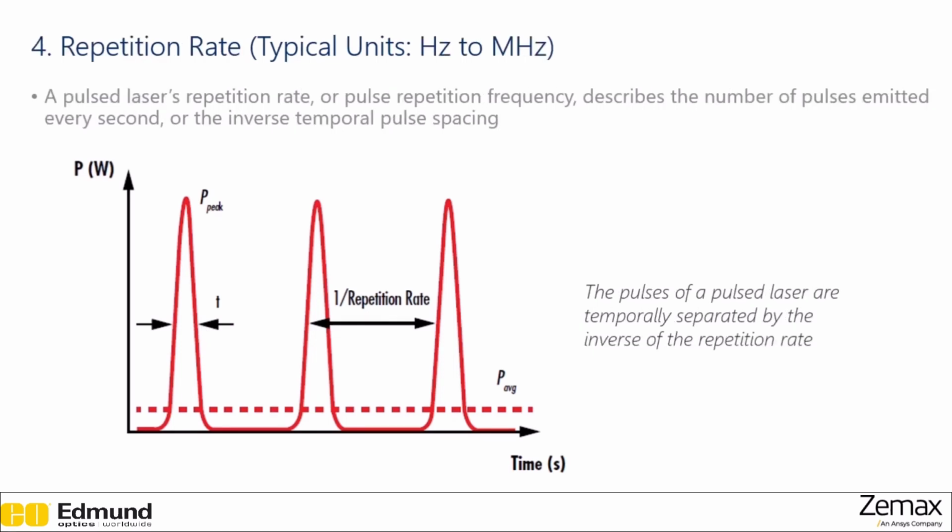The repetition rate is how often these pulses come out. Usually it's specified in frequency. So 1 over the period, or 1 over the time between the pulses, is the repetition rate of the laser.